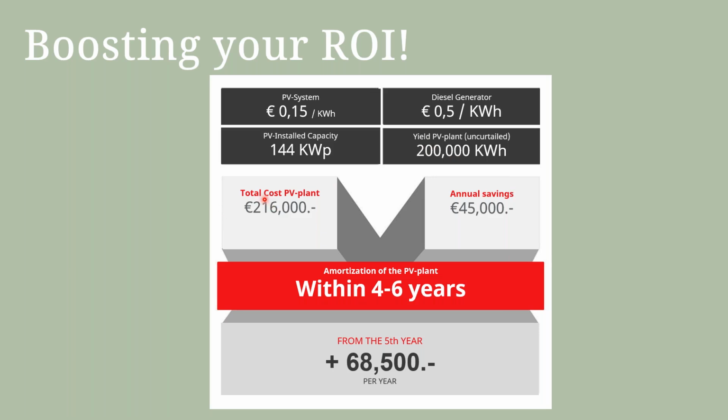So the total cost of the PV system plant is 216,000 euros, for example, and the annual savings with the PV system itself are about 45,000 euros per year. So this allows us to get an ROI-based estimate within 4 to 6 years for the return on investment. And then from the 6th year onwards, we can see a saving of 68,500 euros per year in terms of your return on investment.